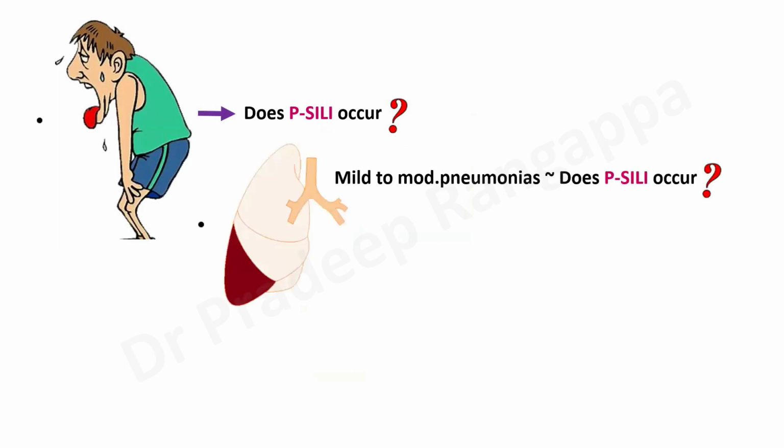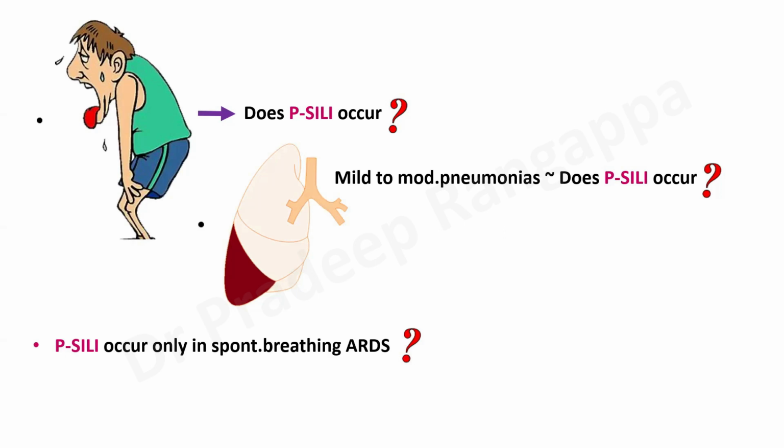Even we see so many pneumonias in our practice. Mild to moderate pneumonia, they may be a little tachypneic. Does P-SILI occur? The answer is no. So why is it that we are telling P-SILI is an entity only in ARDS? Because in ARDS, we are meant to optimize PEEP, and that has been our teaching.